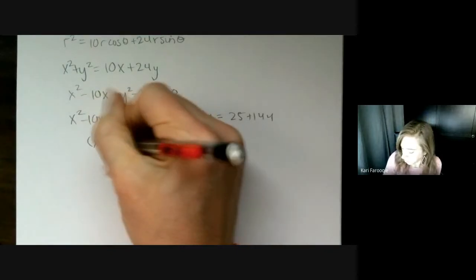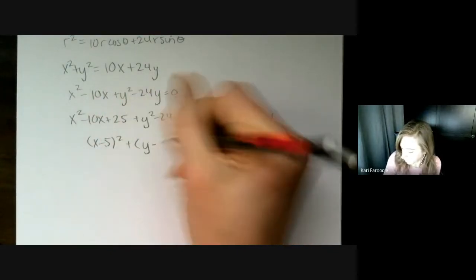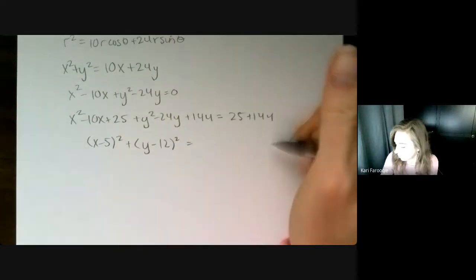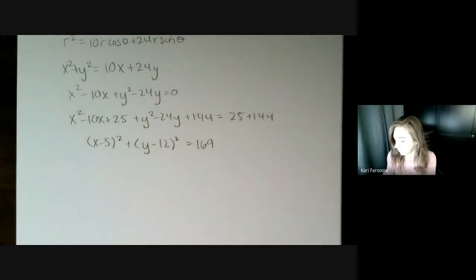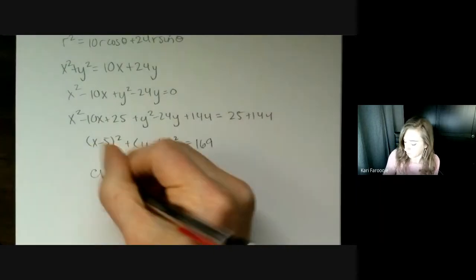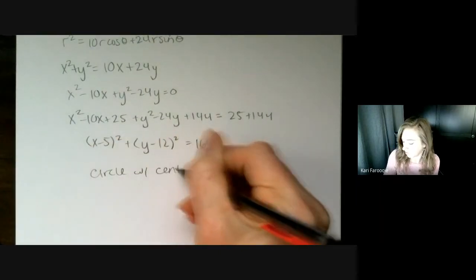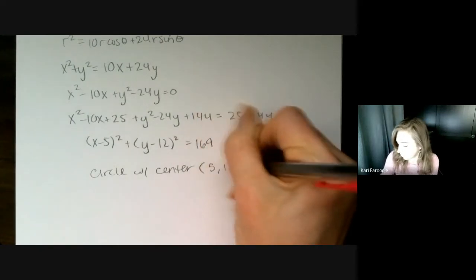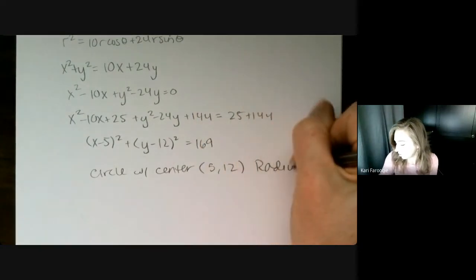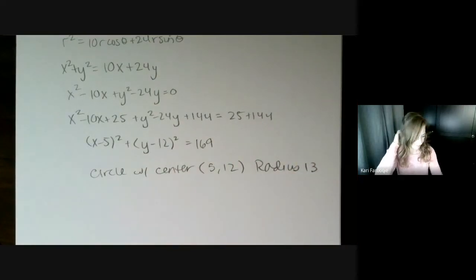Now you can complete the square, factor. And this is 169. So this is going to be a circle with center at (5, 12), and the radius is going to be 13. I don't really feel like we need to graph this. I think we've done enough of this that we've sufficiently covered it. If you'd like to graph it, feel free, but at this point we're pretty comfortable with being able to graph circles.